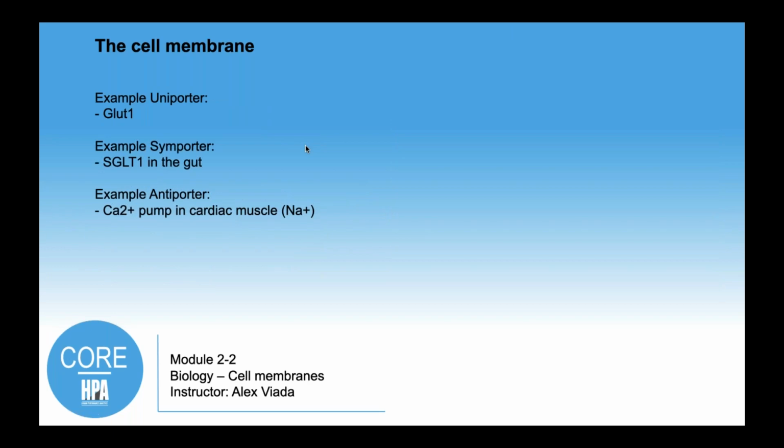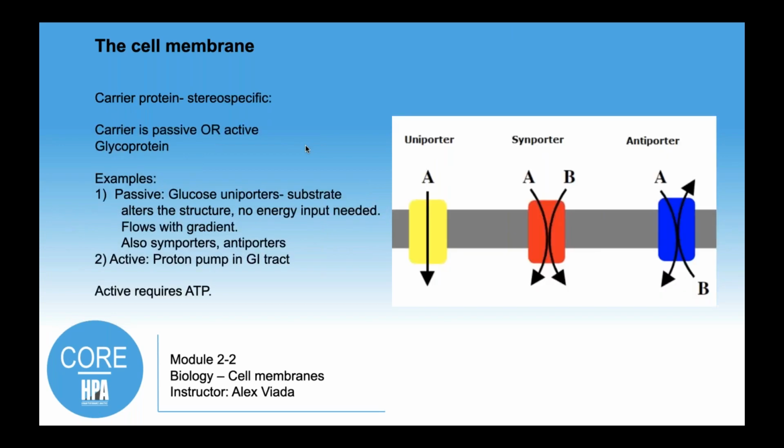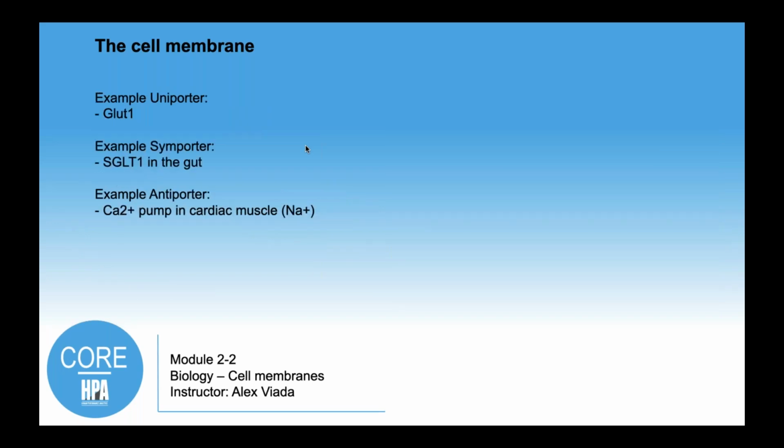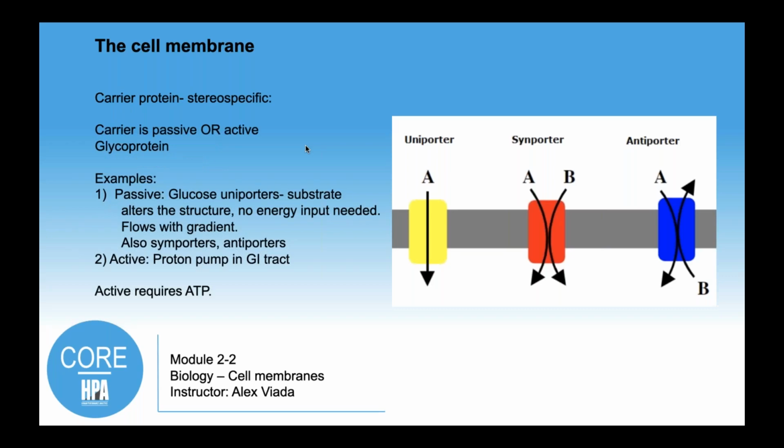Okay, an example uniporter, GLUT1. Now, that is one of the glucose transporters, here, let me take a look at A, is one of the glucose proteins that is located on the surface of cells. Now, it's located on the surface of beta cells, muscle cells, et cetera. These are the carrier proteins that bring glucose into the cell. Simple as that.